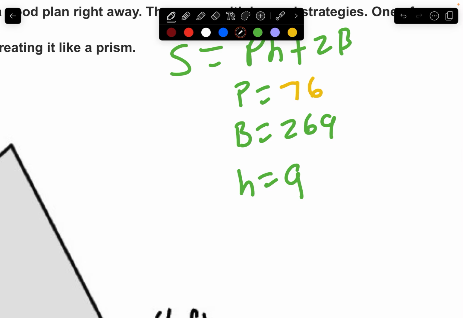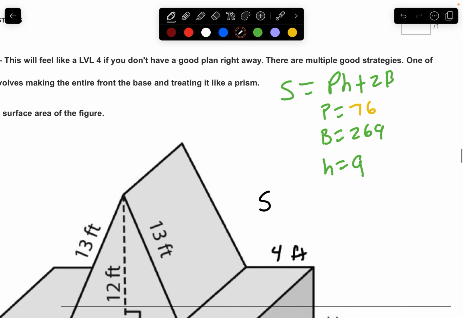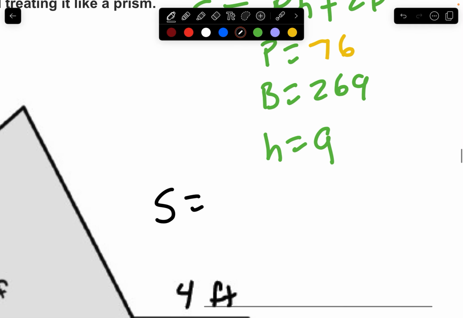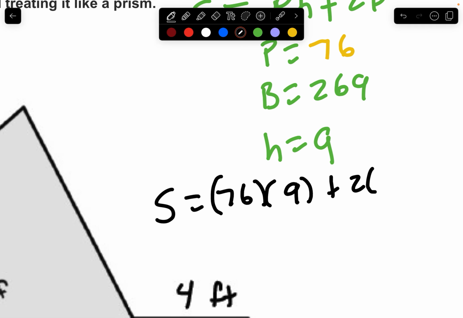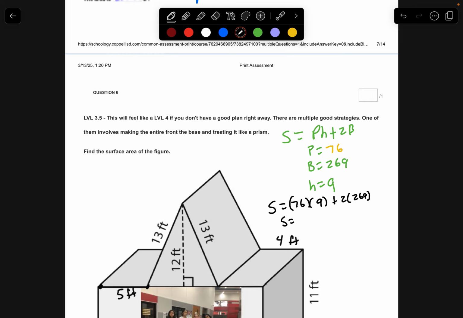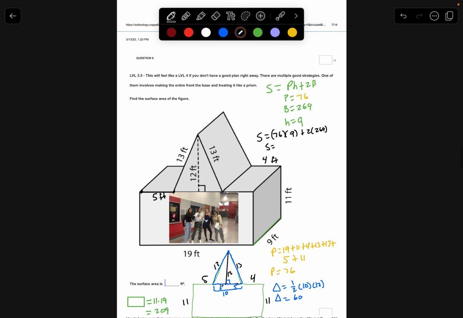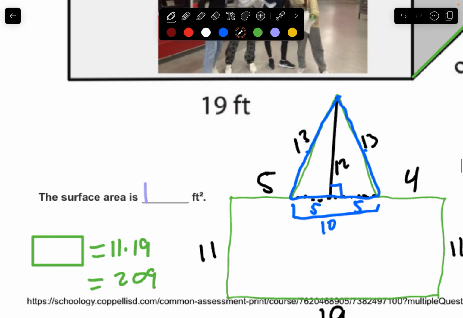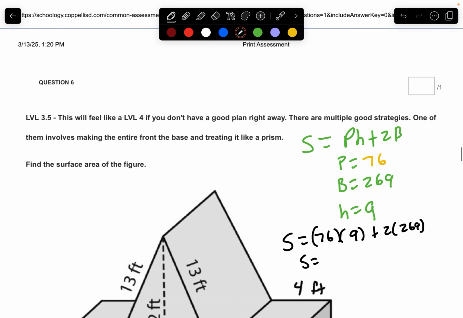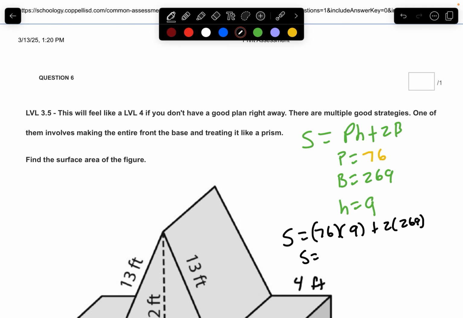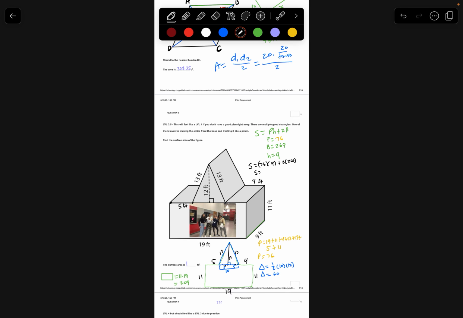And finally, the final answer, we plug it into the surface area formula, is going to be 76 times 9 plus 2 times 269. And I don't feel like doing that in my head, but 76 times 9 plus 2 times 269, I got 1222.